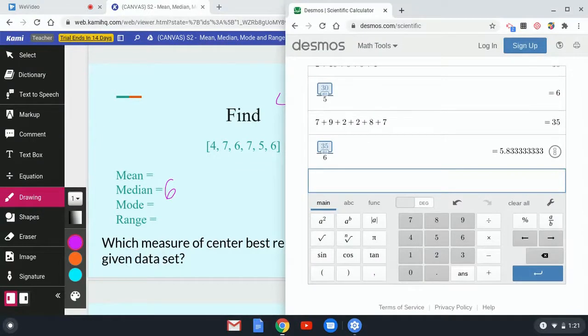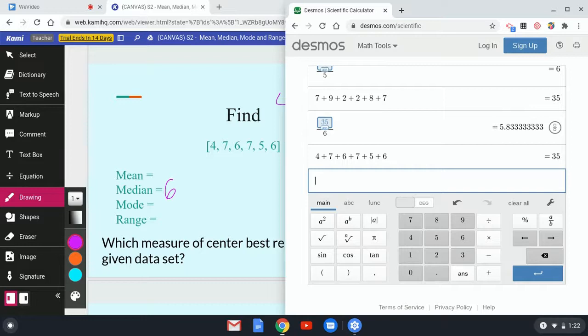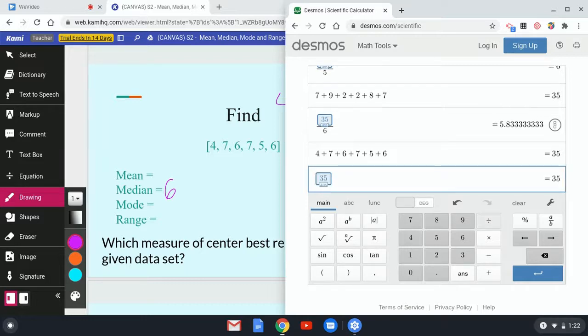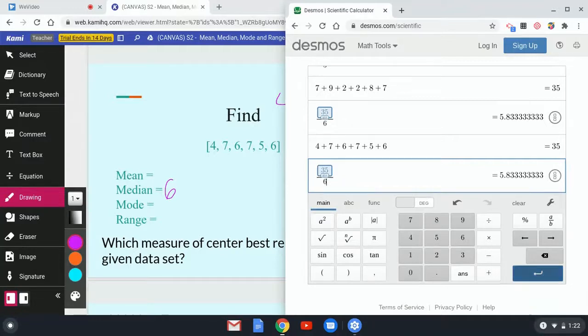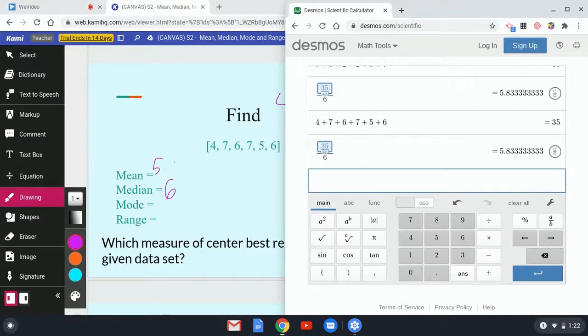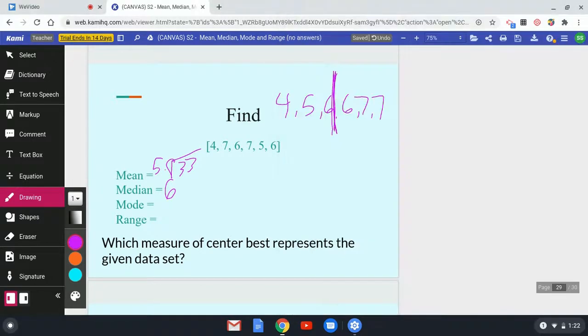Okay. 4 plus 7 plus 6 plus 7 plus 5 plus 6. 1, 2, 3, 4, 5, 6. Just want to make sure I have them all there. We add and divide, so now I have to divide by 6. 5.833 repeating. That number seems to show up a lot in these data sets. Add and divide for the mean. The mode is the one that appears the most. 2 of them. The range is the difference between.